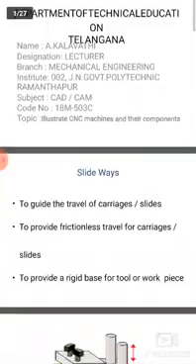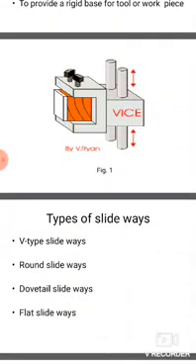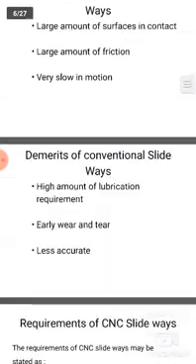Different types of slideway we have seen. What are those different types of slideway? V type slideways, round type slideways, orbital slideways. Next, flat slideways. Next, the types of slideways. There are three different types of slideways in CNC machine: hydrostatic slideways, linear bearing with bars and rollers, linear bearing with rollers, and surface coating. All these things we have seen.